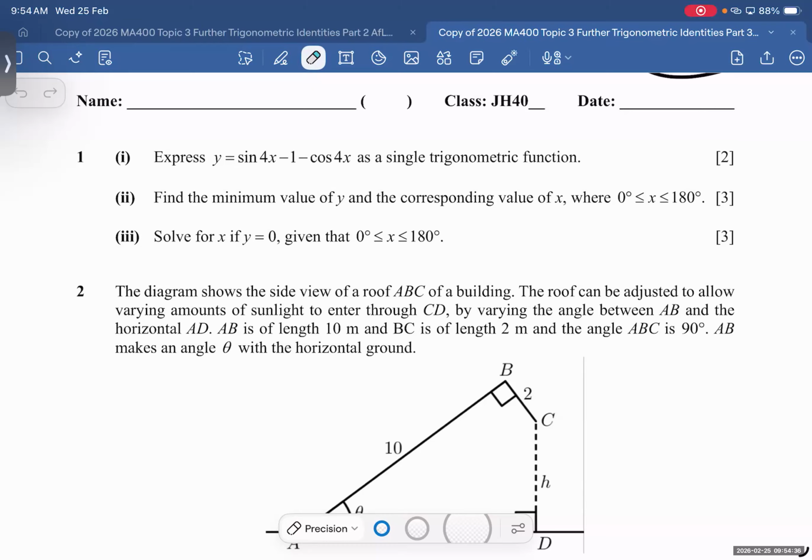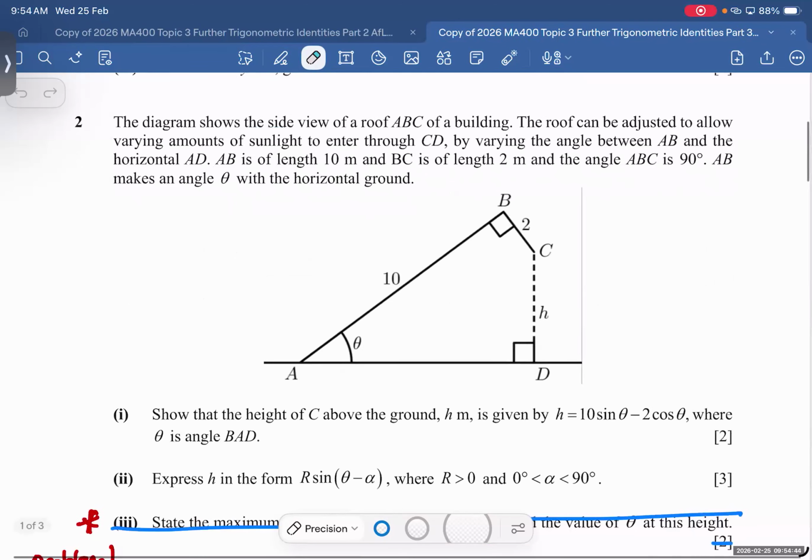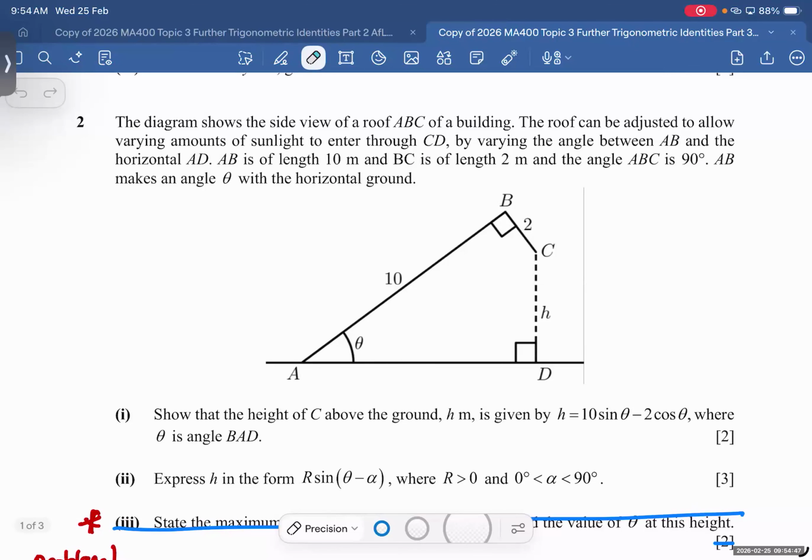For which one? Part AFL 2. You're done with AFL 2 already? Not done. Are you done? I'll write the answer on the board.